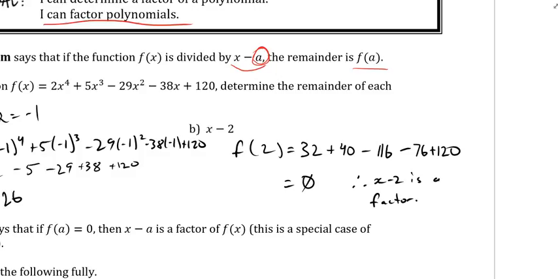Any questions? Does that make sense? It's easy, but then people forget. Whenever you're asked to just find a remainder, this is what you would do. This is the easy way of doing it. Okay?